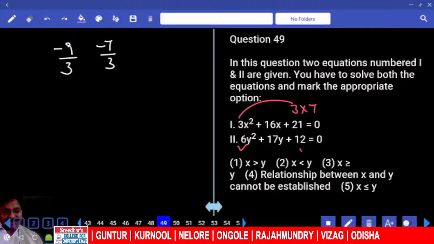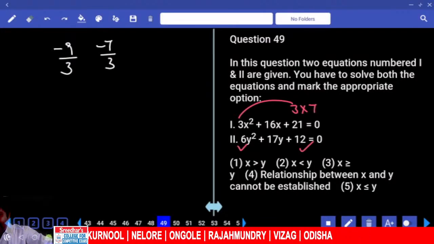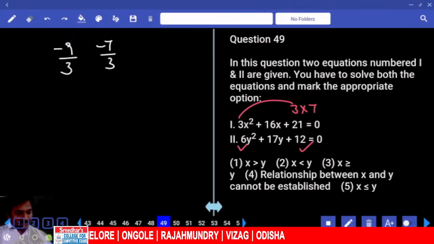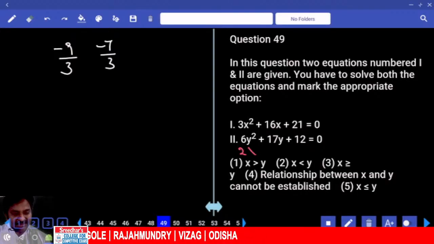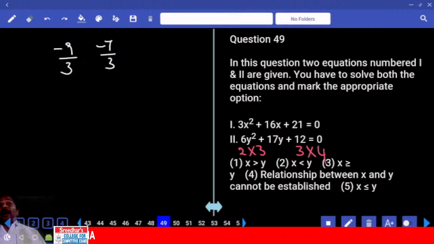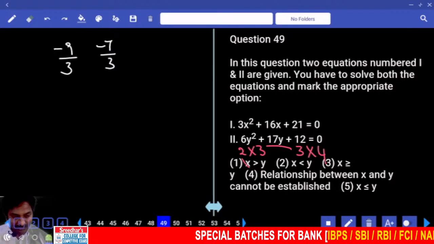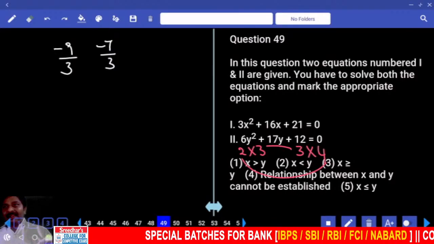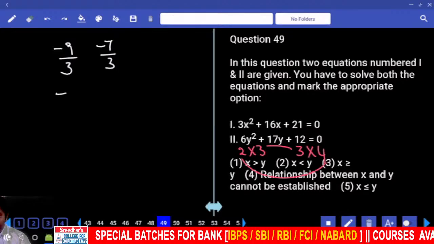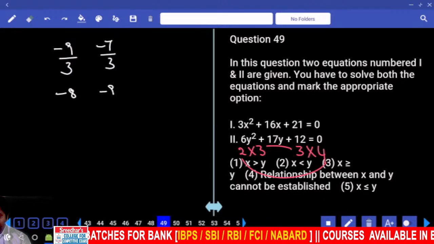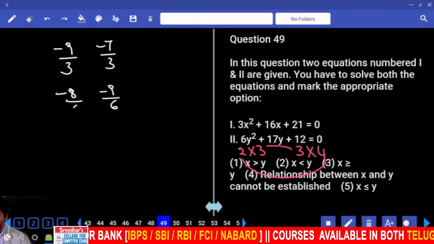First of all, both numbers are even numbers, right? Is your sum an even number? No. So now, write this number as 2 into 3. This number as 3 into 4. Keep all even numbers in one number because your sum is not an even number. 3 3s, 2 4s, 8 and 9, 17. Satisfied? Minus 8 minus 9 divided by 6.